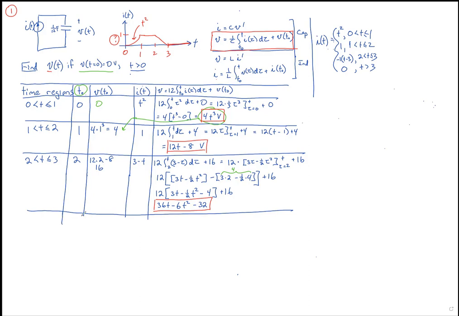The last time region is sort of a welcome relief after the algebraic nastiness of the last one. For time greater than 3, now we know our initial condition is the voltage evaluated at 3. So that would be 36 times 3 minus 6 times 9 minus 32, which is 108 minus 54 minus 32. The whole thing becomes 22.